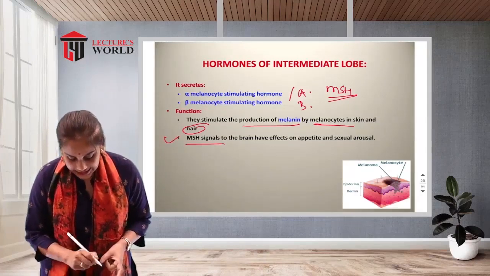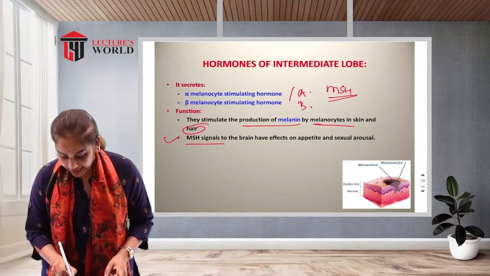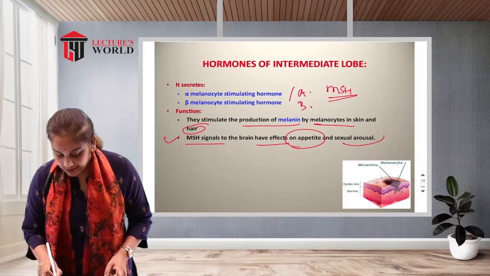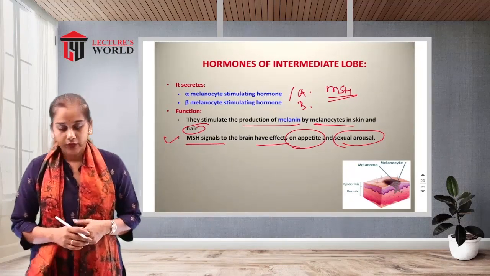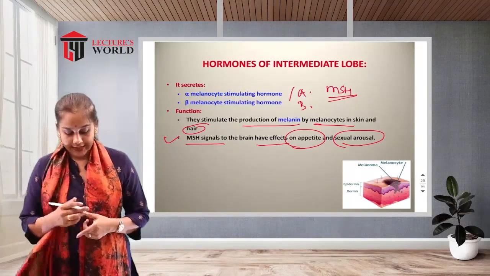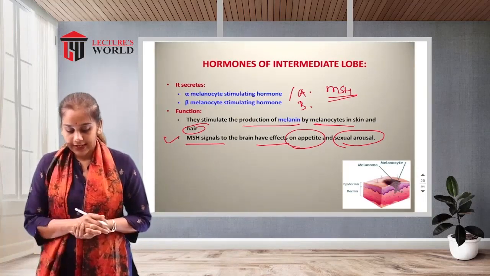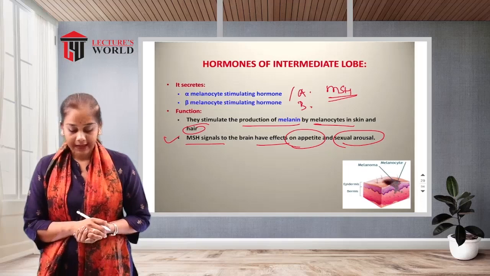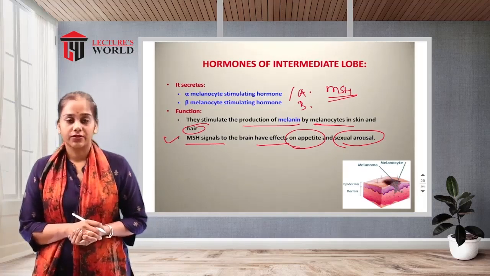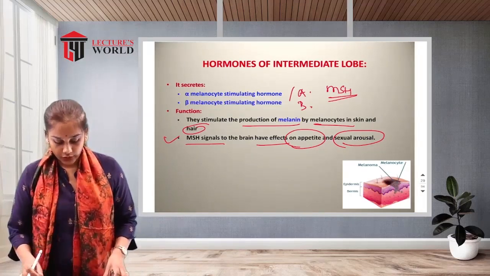Then MSH signals to the brain and has effects on appetite as well as sexual arousal. So these are the two hormones.